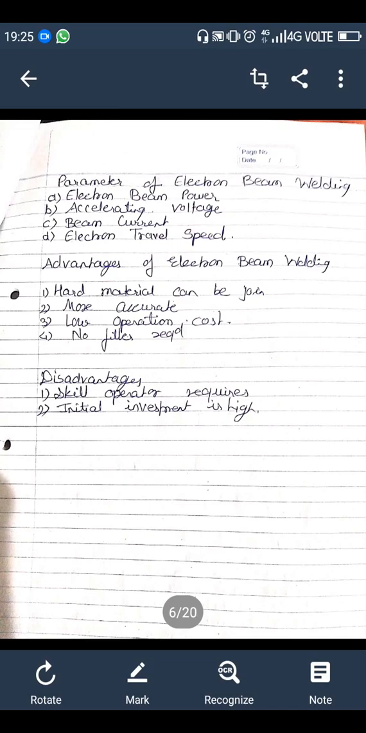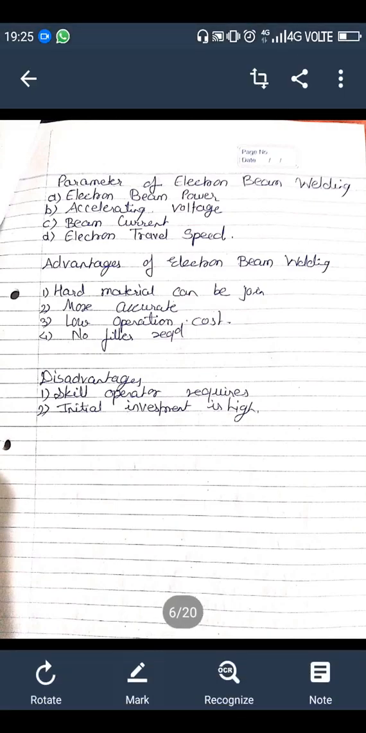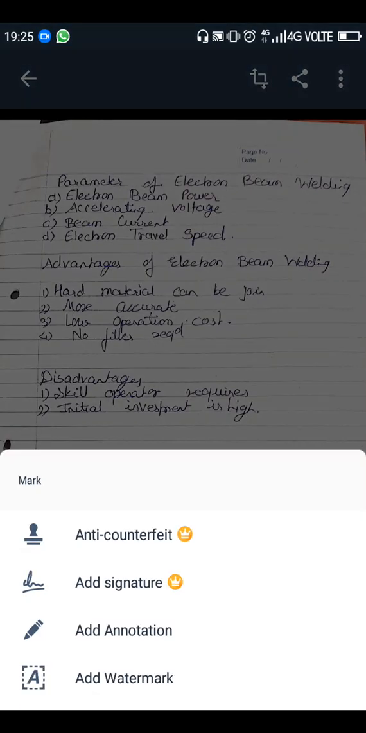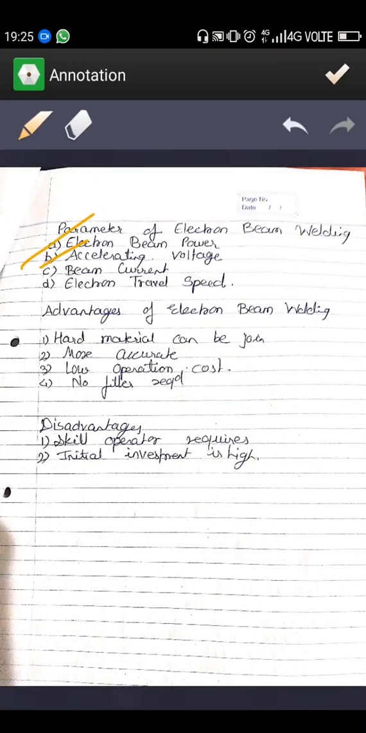Now we are going to discuss the parameters of electron beam welding. Here I have already listed the parameters: electron beam accelerating voltage, beam current, and electron travel speed. I will explain them one by one. The electron beam power is constant over a large working distance, but the power density decreases with distance, giving broader, less penetrating welds.